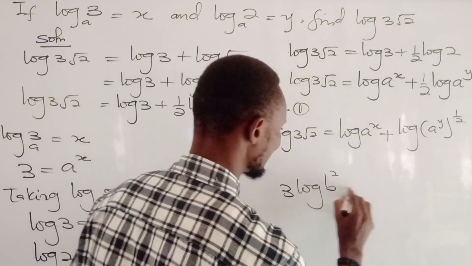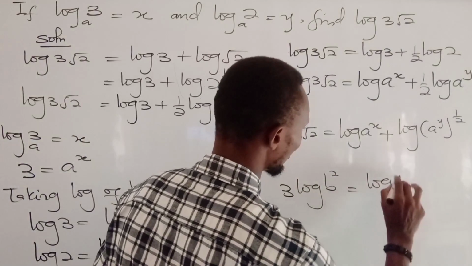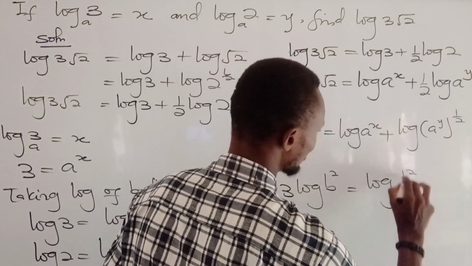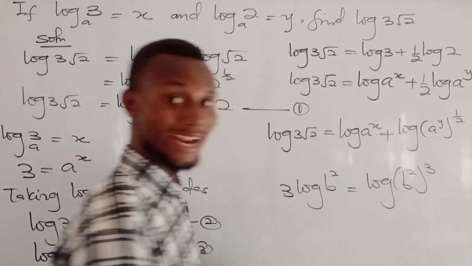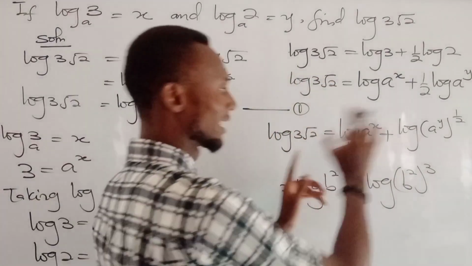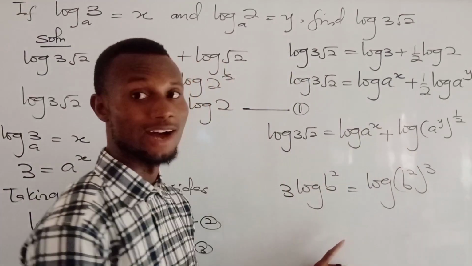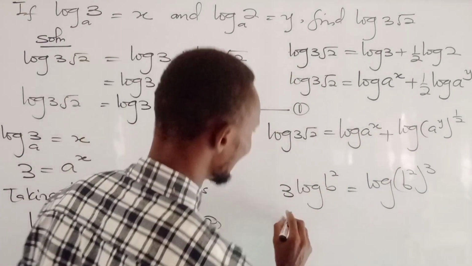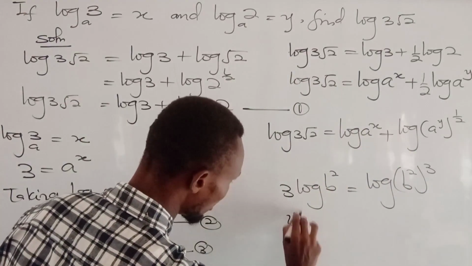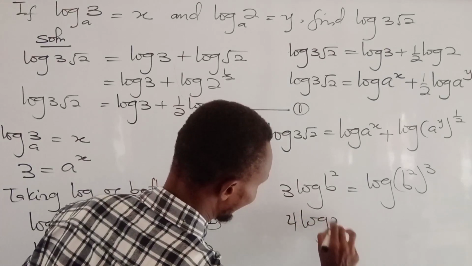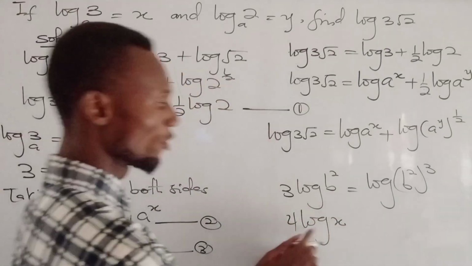Okay, so we can write this one as the log of b to the power 2 being raised to the power 3, because this 3 here can come and become a power to this b to the power 2. Let me use another example. Let's say I have 4 log s.